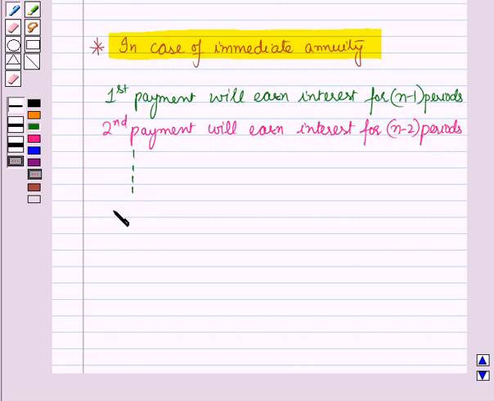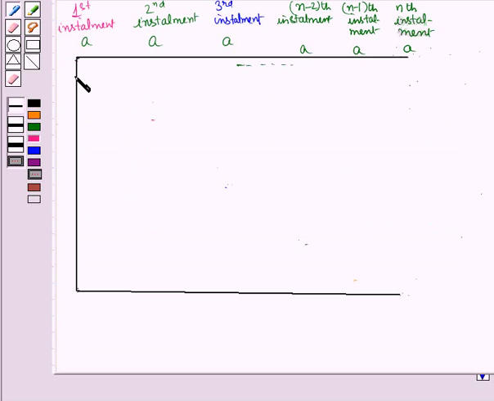and so on, the last payment will not earn any interest, since this payment is made at the end of the term. Now, in case of the immediate annuity, the first installment, that is A, will earn interest for n minus 1 periods. So, the first installment will amount to A into (1 plus i) whole raised to power n minus 1.